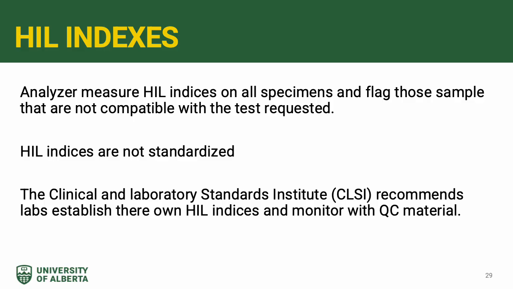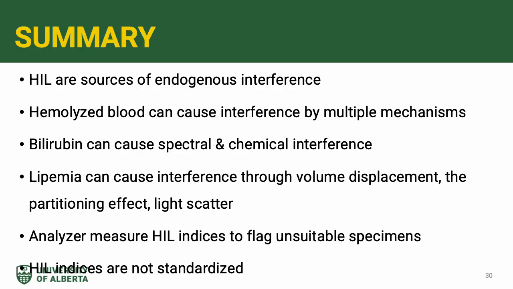The Clinical and Laboratory Standards Institute, CLSI, recommends that individual labs test HIL indices during instrument validation and as ongoing quality control. In summary, hemolysis, icterus, and lipemia are endogenous interferents. Hemolyzed blood can cause interference through both additive and dilutional effects, as well as through spectral and chemical interference. In cases of in vitro hemolysis, the specimen should be recollected. Icteric samples have abnormally high concentrations of bilirubin. Bilirubin can cause spectral and chemical interference.